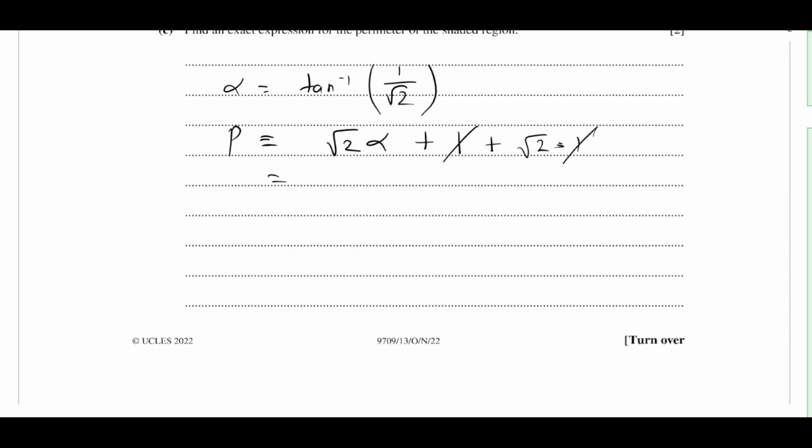Find the exact expression for the perimeter. So the exact expression is root 2, we can take common, 1 plus tan inverse 1 by root 2. Right?